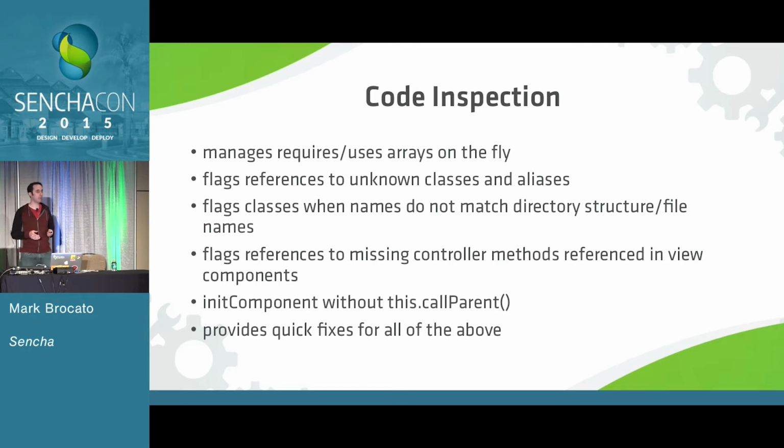By default, it'll flag any classes that you use that are not in the requires array. And you can also check off an option that will automatically manage the requires array for you. So as you add and remove code, it'll automatically add and remove from that requires array and do the same thing with the uses array if you choose. So it'll also flag references to classes and aliases like X types that don't exist. So if you refactor something out of existence, but you still have uses of that, it'll flag those for you and let you know they're not there.